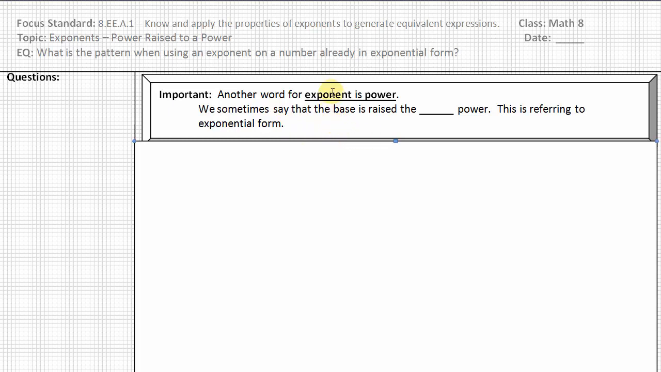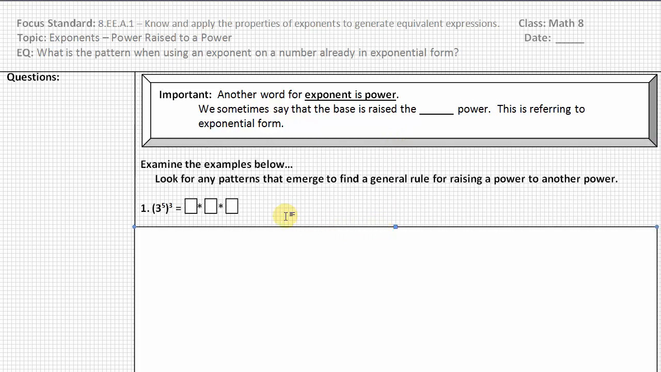So today we're going to look at a number that is already in exponential form, but it has an exponent on it as well. And again, we're going to see what patterns emerge to take a problem like that and simplify it back down to one number in exponential form. So let's go ahead and get started.